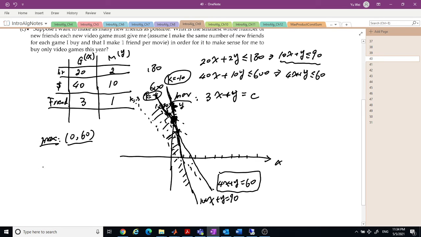Let's see what that is. 3 times 0 plus 60 equals C. So the maximum, this is the answer to problem A. So 3x plus y equals 60. Okay. Next.